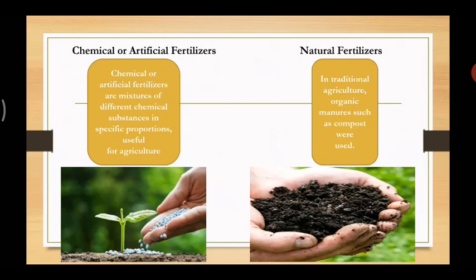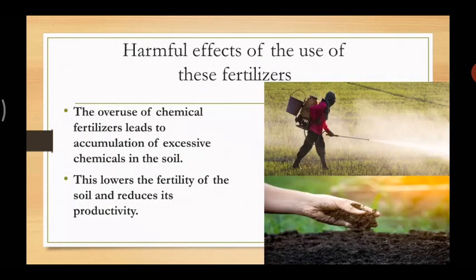Then the natural fertilizers. In traditional agriculture, organic manure such as compost was used. That means all the natural things, just now as I told you, all the green waste and the animal dung, come under natural fertilizers. Let's move forward. Students, as we all know, natural things are always better than the artificial ones, right? Similarly, manures are better than the chemical or artificial fertilizers. Which is better, the chemical fertilizers or the natural fertilizers?